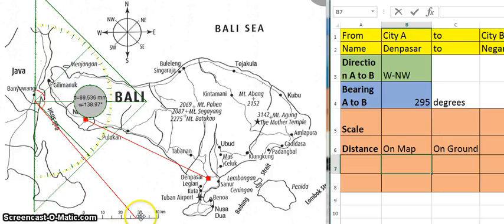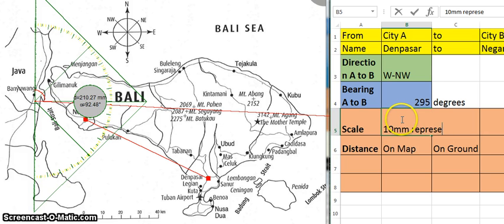So here we have 40 km, 40 kilometres, 4 increments along. So we can say that 1 increment along here at the 10 represents 10 kilometres. So 10 millimetres represents 10 kilometres. So let's write that in over here. 10 millimetres represents 10 kilometres.